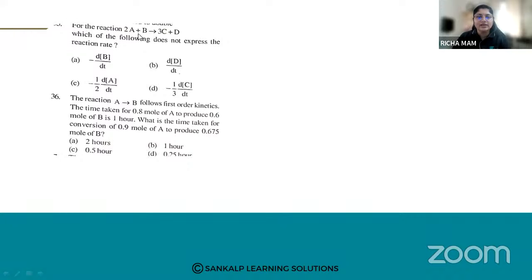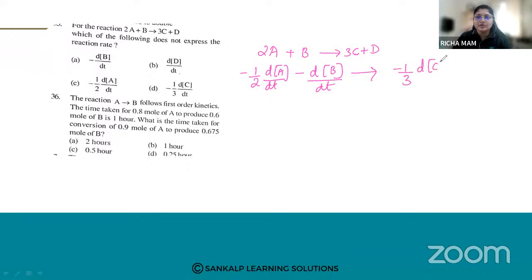For the reaction 2A plus B giving you 3C plus D, which of the following does not express the reaction rate? So this is the reaction 2A plus B giving you 3C plus D. Which of the following does not express the reaction rate? These are the four options. So when you write the reaction rate for this, it will be minus half of d[A] by dt, minus d[B] by dt, minus 1 by 3 d[C] by dt.